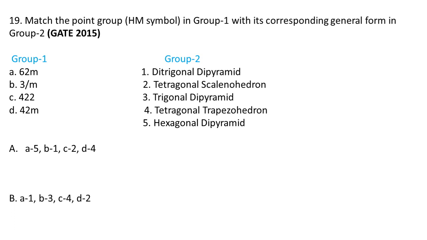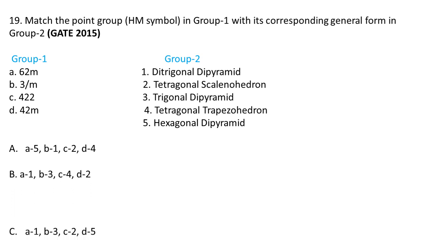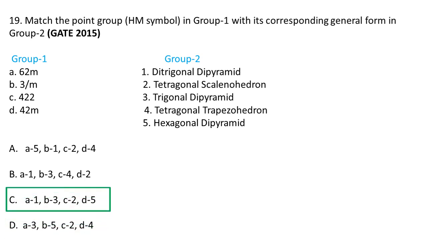A5, B1, C2, D4. B. A1, B3, C4, D2. C. A1, B3, C2, D5 and D. A3, B5, C2, D4 are given. So from this, the correct option goes as B, that is A1, B3, C4, D2.